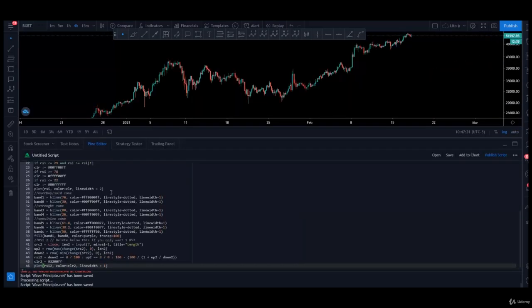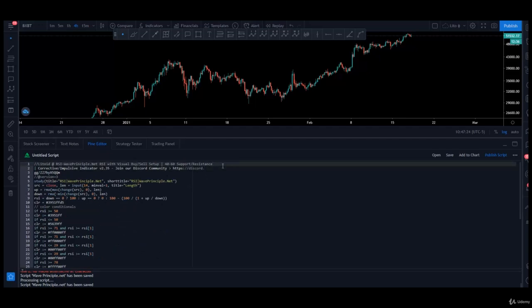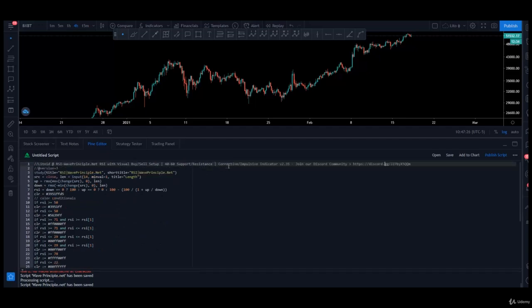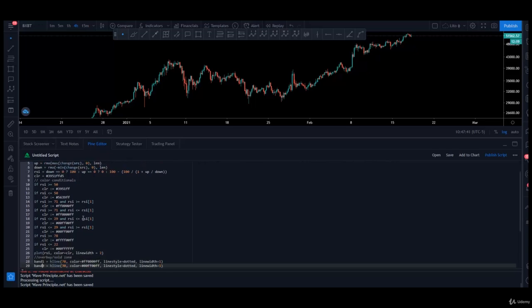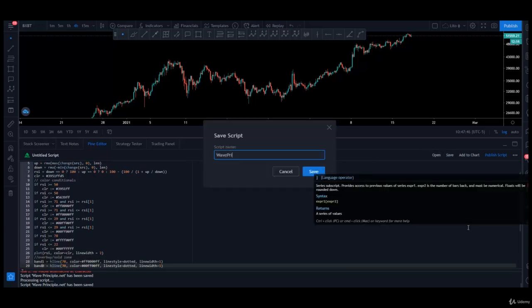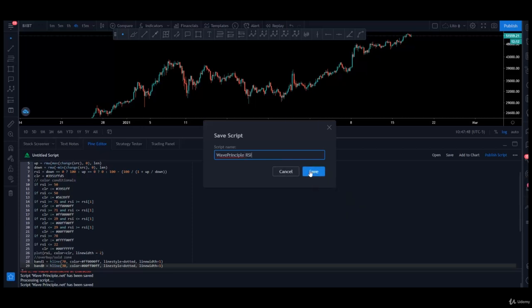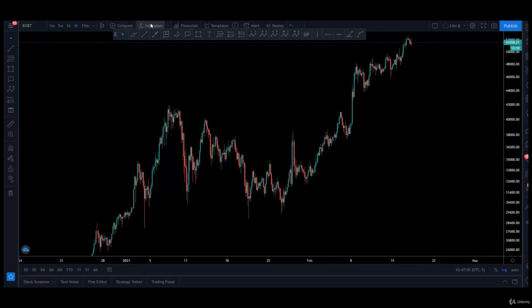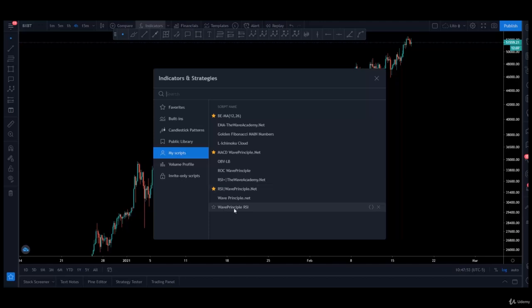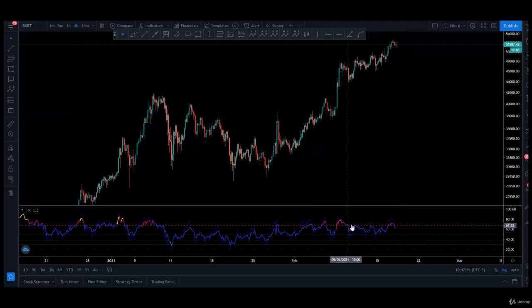Delete everything and paste. Make sure that this looks fine. It has to look everything gray. And then use tab to move this color right here in all of them. If it's a space, it doesn't work, it has to be a tab. You click on save. Put a name here like wave principle RSI, click save, minimize, go to indicators, my scripts, and click here, and then you have your RSI active.